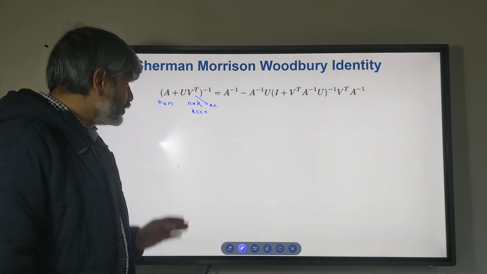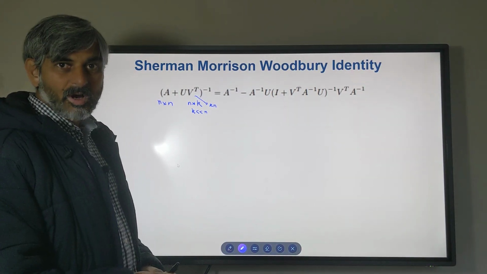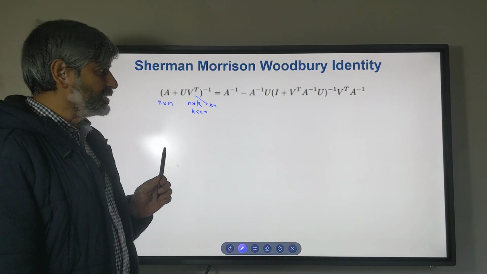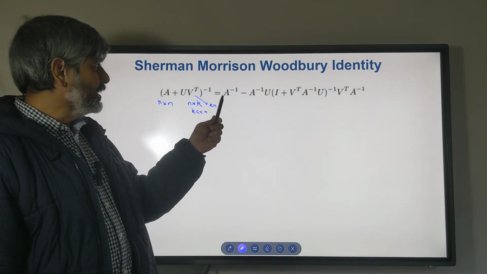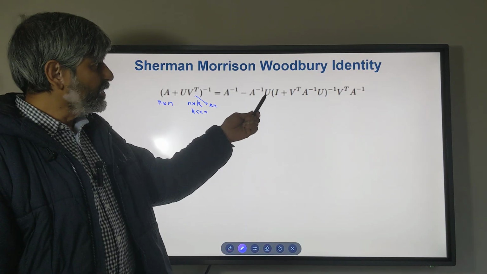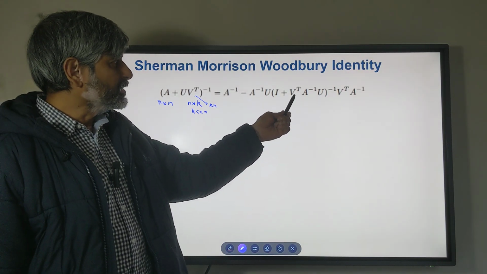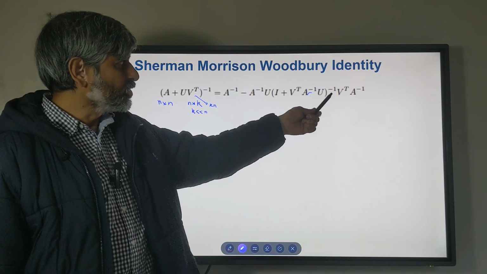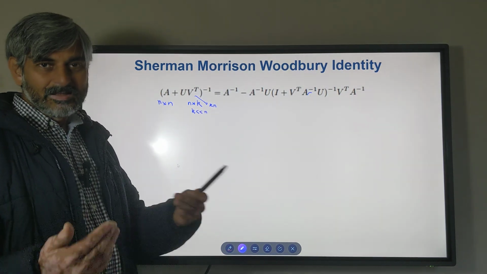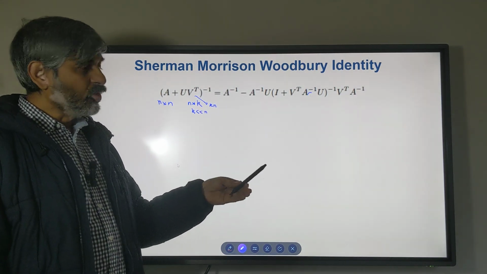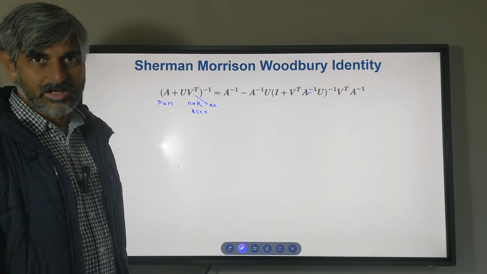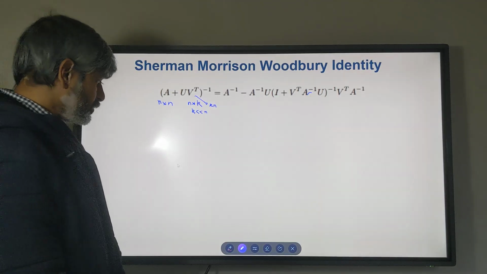So how do we reduce it? By using this identity. Instead of calculating this big calculation, we already know A inverse, and these multiplications are small because U is a very small matrix, and so is V transpose. A inverse is already known. So we are going to prove this identity, and make sure you do more exercises on this Woodbury identity so it settles down in your mind.